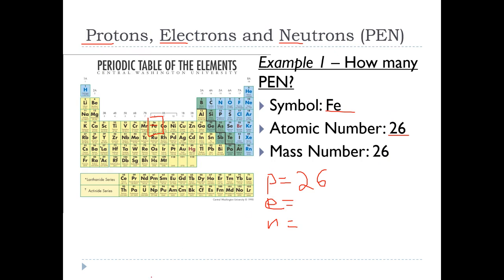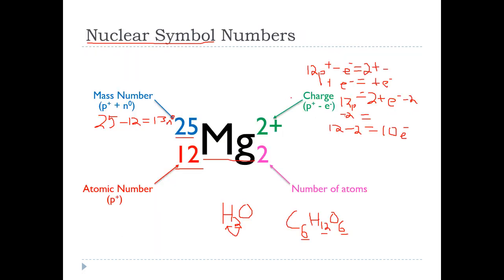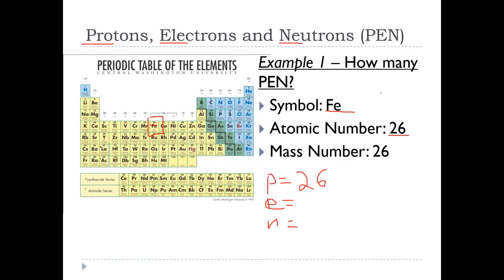Now let's figure out the electrons. If they do not tell you anything about a charge, remember the charge is protons minus electrons, and if there is no mention of a charge at all, then you can assume there's no charge. So here we have no charge, and the only way you can have no charge is if the electrons and protons are the same. You have to have the same number of negatives as you do positives to get no charge. Therefore, the electrons are the same number. Remember, this is only if they do not tell you anything about a charge. If they tell you there's a charge, you're going to have to figure out the electrons, and we'll talk about a case like that in a little bit.